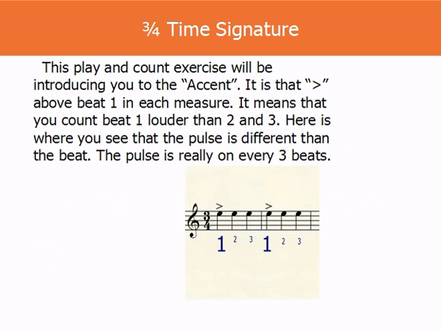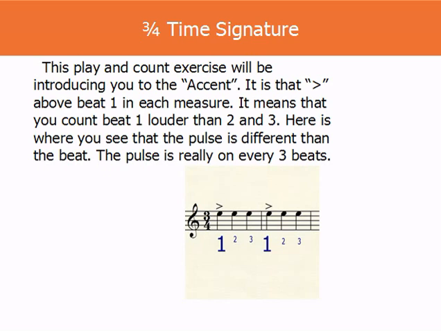This play and count exercise will be introducing you to the accent. It's that little greater than sign that you've seen in math above each beat 1 in each measure. It means that you count that beat louder. You actually play it louder, but in this case I want you to count it louder as well. Here's where you see that the pulse is different than the beat. The pulse is really on every 3 beats. So let's try this one out now.